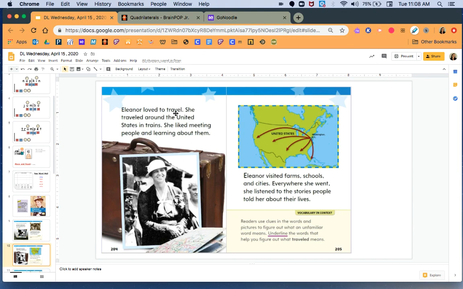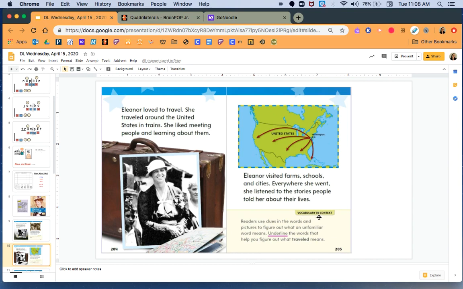Eleanor loved to travel. She traveled around the United States in trains. She liked meeting people and learning about them. Eleanor visited farms, schools, and cities. Everywhere she went, she listened to the stories of people who told her about their lives.